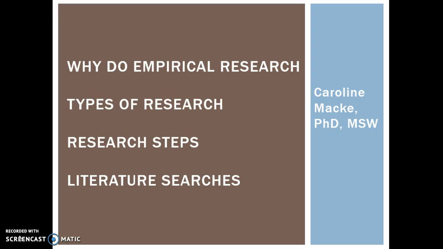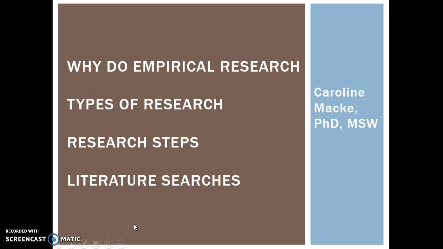So for this first lecture, we are going to look at four main components. We're going to look at what empirical research is and why we do it. We're going to look at the different types of research. We're going to look at the steps in the research process. And then we're also going to look at how to conduct literature searches.